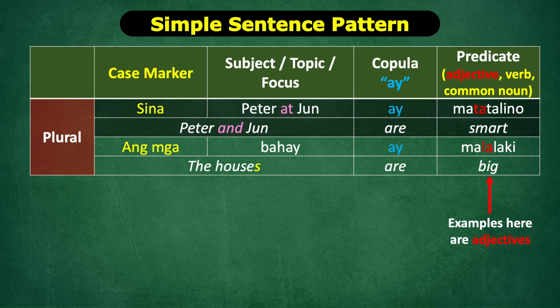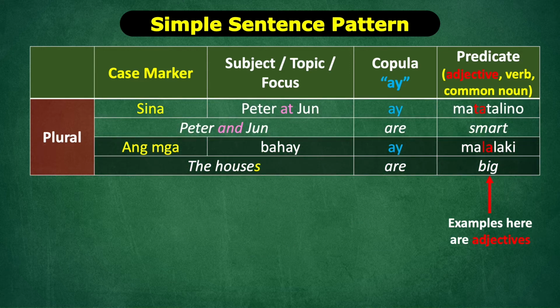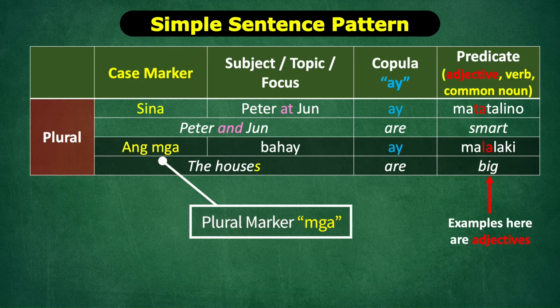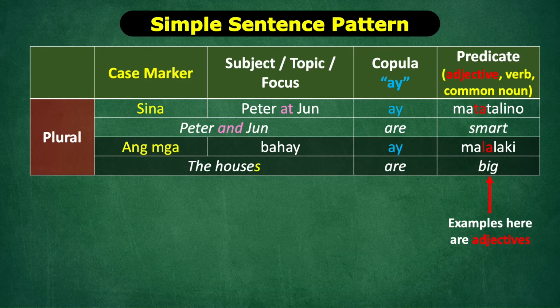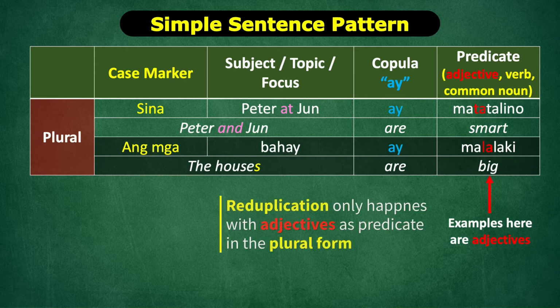In Tagalog, to convert a sentence from a singular subject to a plural subject, you change "si" to "sina", then you mention the names of the subjects with the copula "at" in between the names. And another example, "Ang mga bahay ay malalaki." The houses are big. For common nouns, you add the plural marker "mga" after the case marker "ang". In both examples, we use adjectives as predicates. The adjectives change when the second syllable in each adjective is reduplicated. This only happens to an adjective when used in the plural form. Common nouns and verbs as predicates do not undergo any changes.